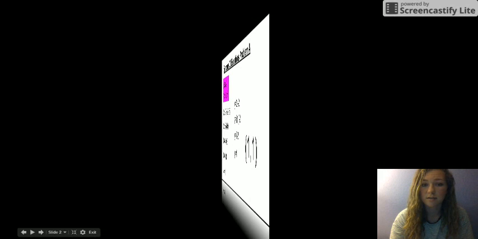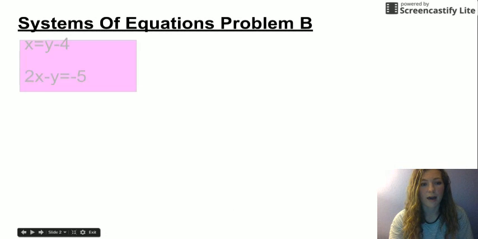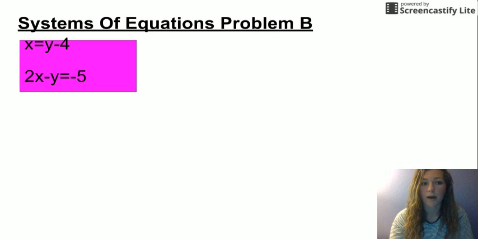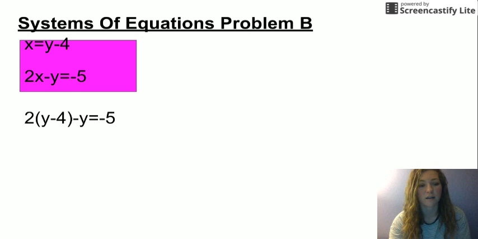Our next example, we have the two equations x equals y minus 4 and 2x minus y equals negative 5. So we're going to do the exact same thing we did with the last one and plug the x equation into the x of the second equation. And that leaves us with 2 times (y minus 4) minus y equals negative 5.